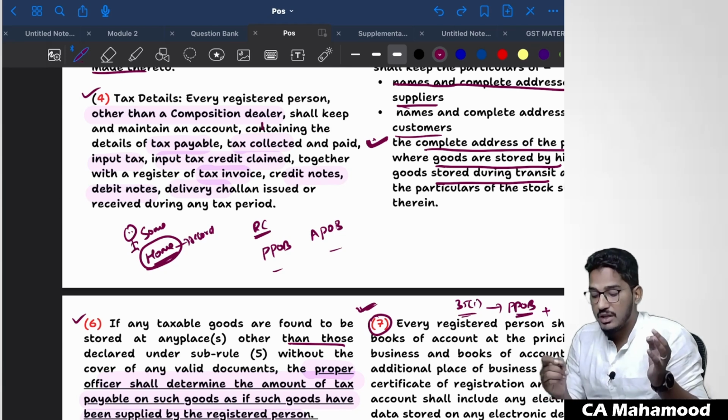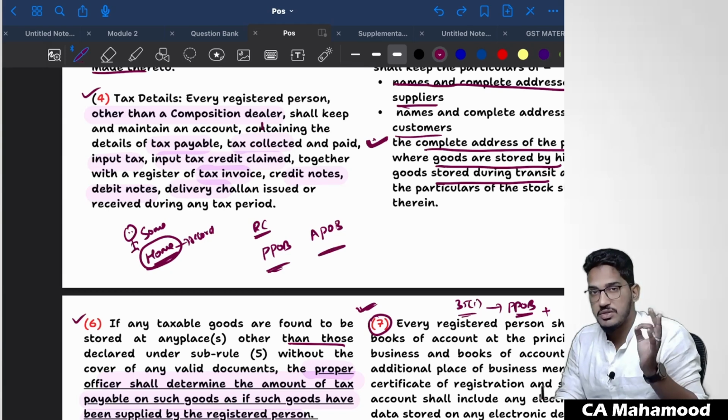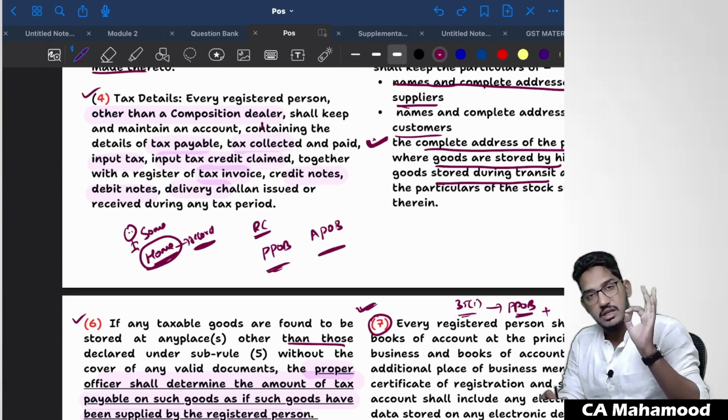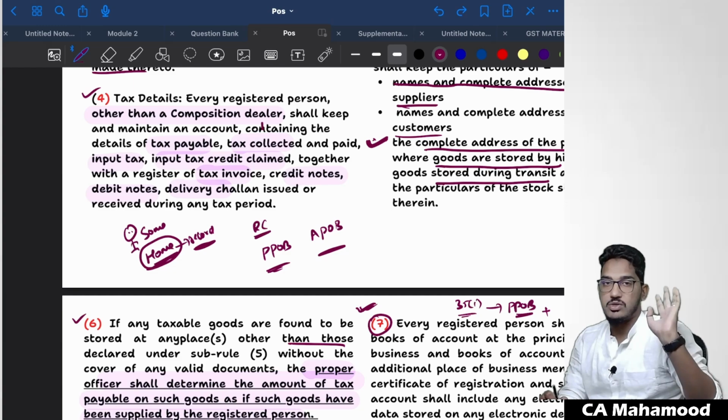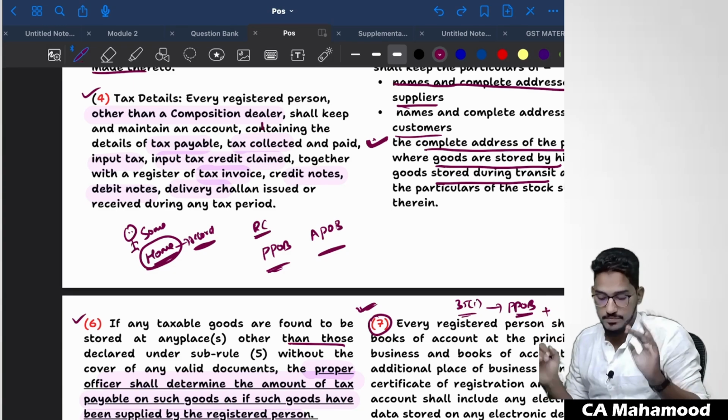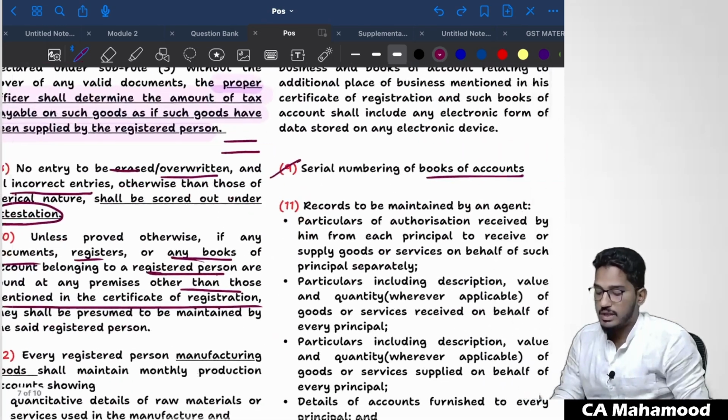You can't say that. In case any records are found at a place other than the places of business mentioned in the registration certificate, it will be deemed as if you have only maintained those records. You can't deny, I don't know how they have come here. So this is what sub rule number 10 says.